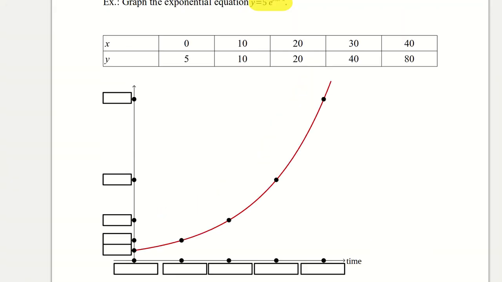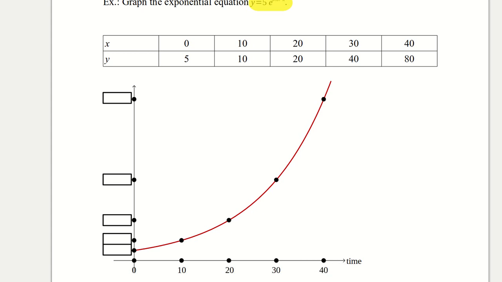On this graph, we see that x starts at 0. That's 0 time. And then our doubling time is 10 years. So 10 years, 20 years, 30 years, 40 years. There's our doubling time, marking out our x-axis. The value when x is 0 is 5, and anything to the 0th power is 1. 1 times 5 is 5. It doubles to 10, doubles to 20, 40, 80.